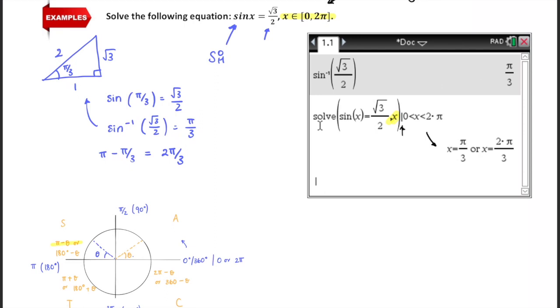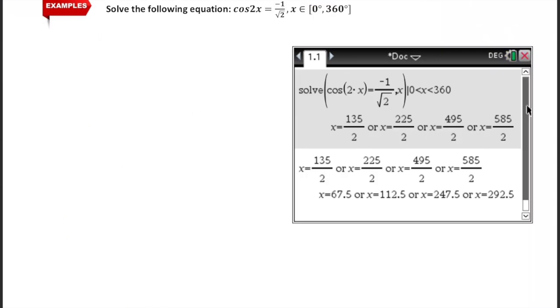Another thing I'm going to draw your attention to real quick is the fact that my calculator is in radians mode. If you are going to be doing this, and this is obviously in radians, please make sure that your calculator is in radians mode.